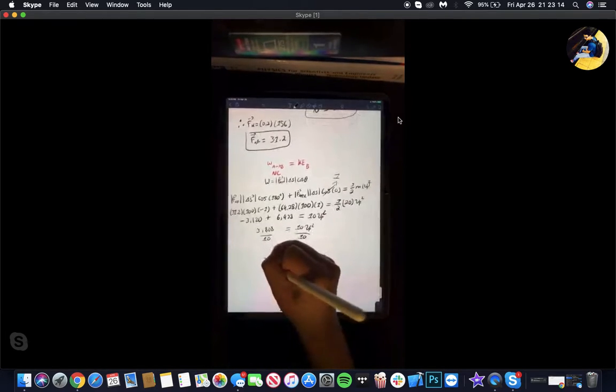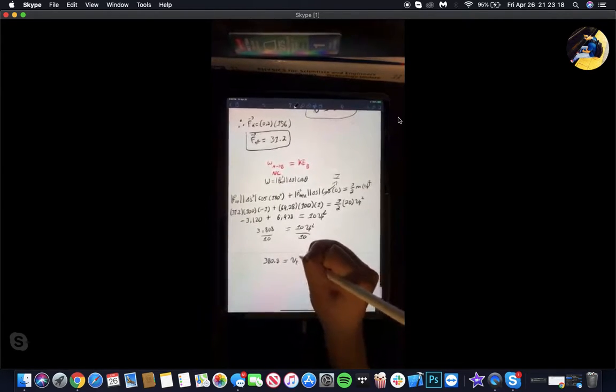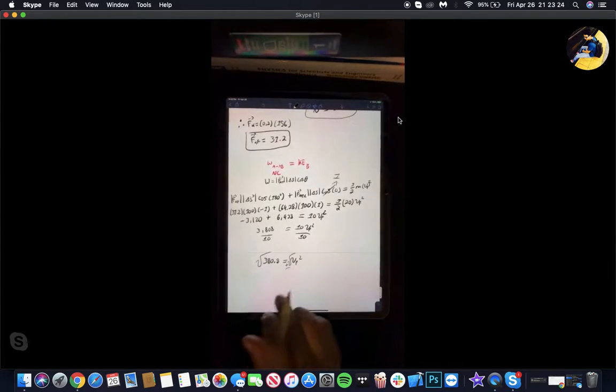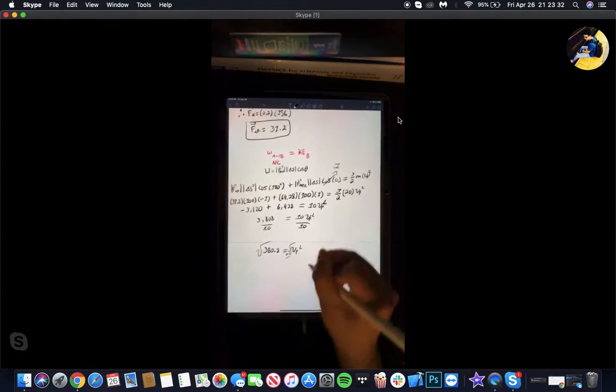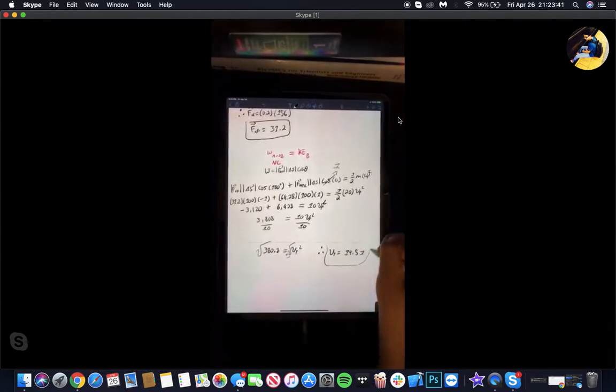I get 380.8 equals V final squared. But now we're taking the square root, right? It will be plus or minus. Yeah, but we only care about the positive velocity because it's going to the right. Square root. Therefore, V final equals 19.51. And that's what you had to do to find it.